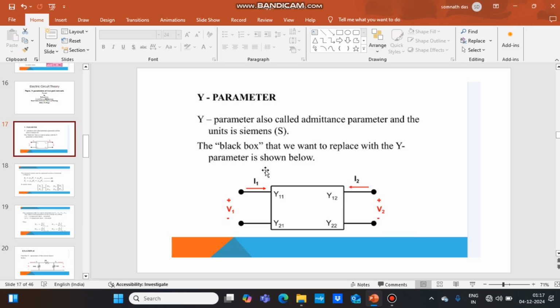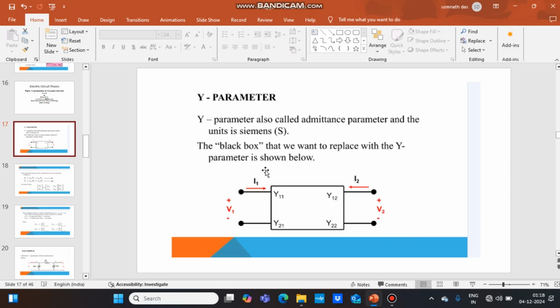The figure shows a two-port network. The two-port network is represented by Y parameters. The black box shows 4 Y parameters: Y11, Y12, Y21, Y22. Here the two-port network has 4 variables: V1, I1, V2, I2, that is, input port voltage V1 and current I1, and output port voltage V2 and output port current I2.